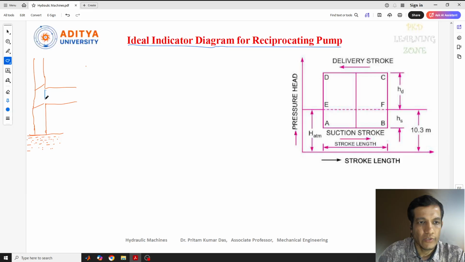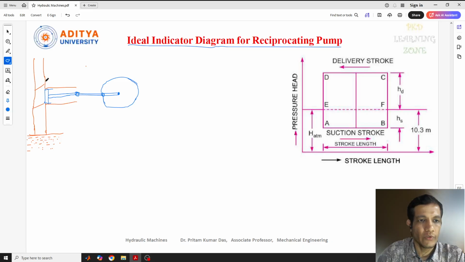So suppose this is the piston which is present here inside the cylinder, and the piston is connected to the connecting rod through the piston rod. This is the piston rod, and the connecting rod is connected to this piston rod, and the connecting rod is connected to the crank. The crank will start rotating in this direction, and that crank is connected to a motor. So when the motor starts, the crank will start rotating. This is the direction of the crank.